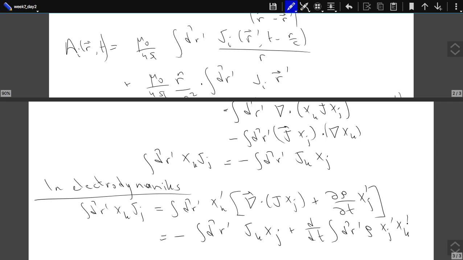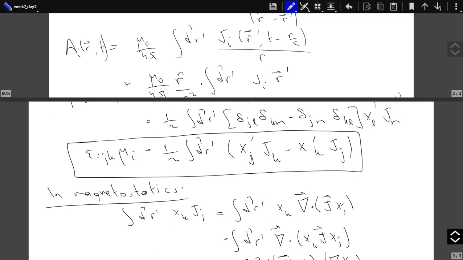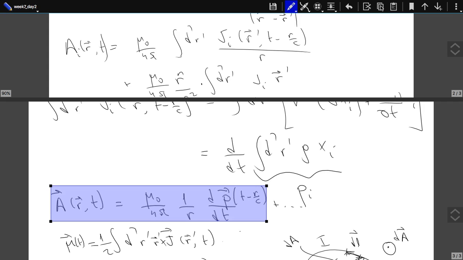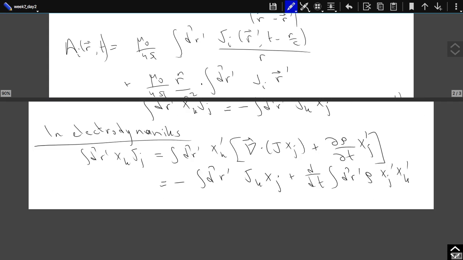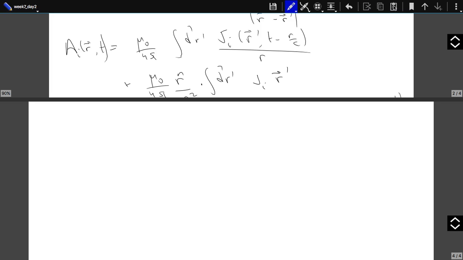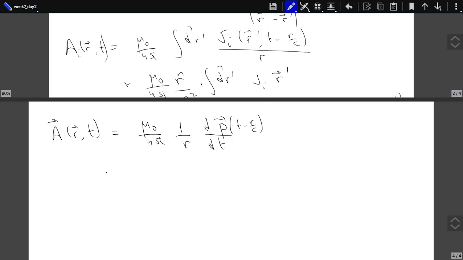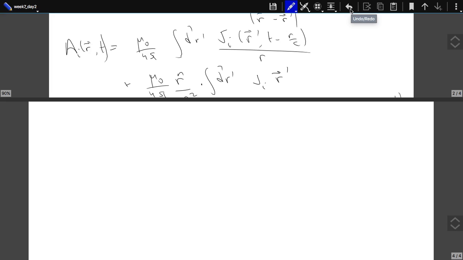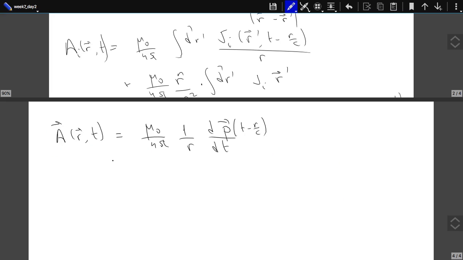So let's go back to our full vector potential now. You see, we already had this term plus additional terms. Exactly, nothing changes. So we can still use our magnetostatic result for that product. Oh, hold on. Let me just do one more thing. So we have this term. This is the first term.